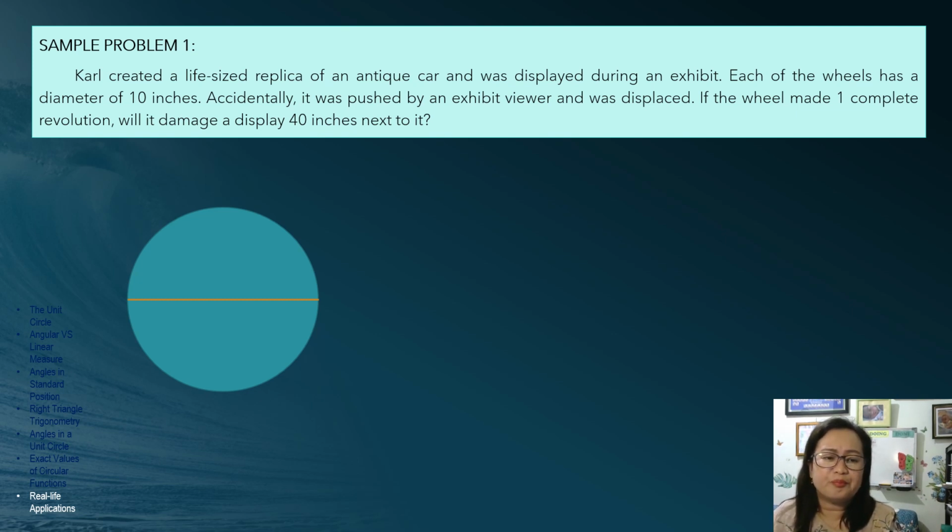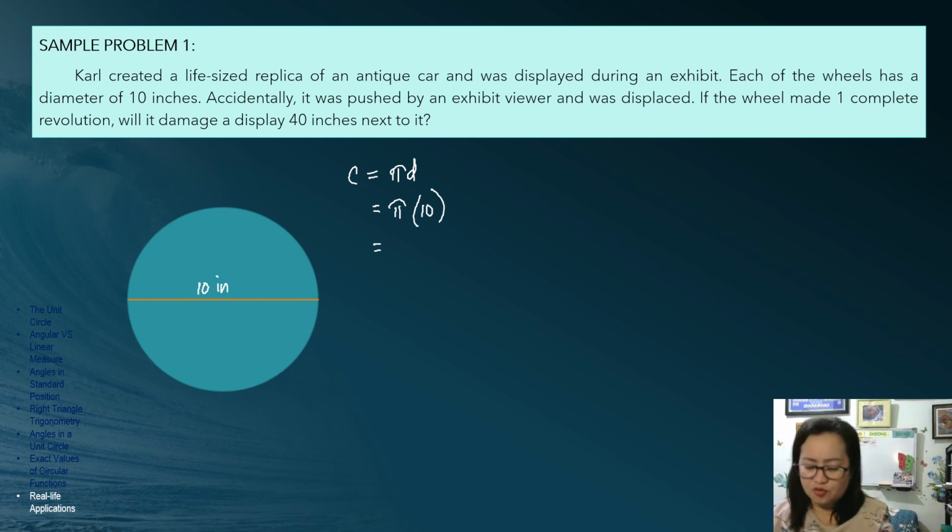Okay, now we are going to determine the displacement of the antique car. It's just like getting the circumference of the circle. So if the circle has a diameter of 10 inches, then we get the circumference. Okay, using diameter, we have pi d. So pi times 10. So let's assume that pi is 3.14, or you can just type in your calculator.